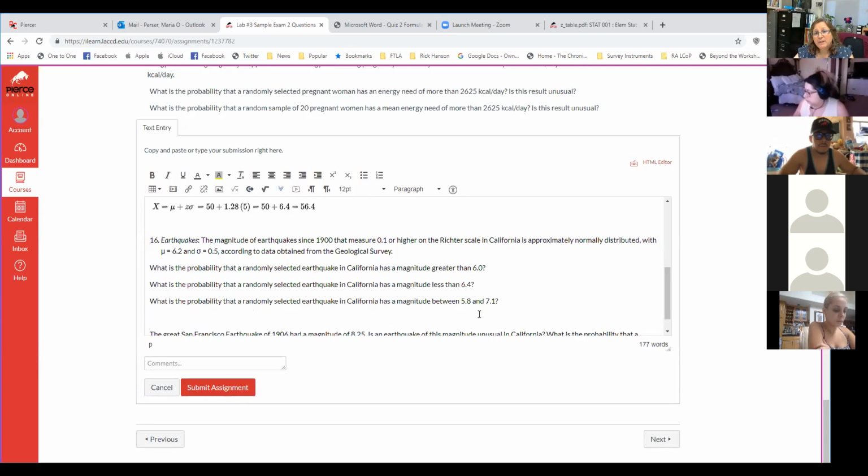So here, we're going to need to find two z-scores. We need to find a z-score for 5.8, and we need to find a z-score for 7.1. Okay? And my suggestion is to draw this out, because it's going to be easier to figure out where to look, or what column I need to look at in order to tell me what the probabilities are. So remember, draw the line, draw your curve.